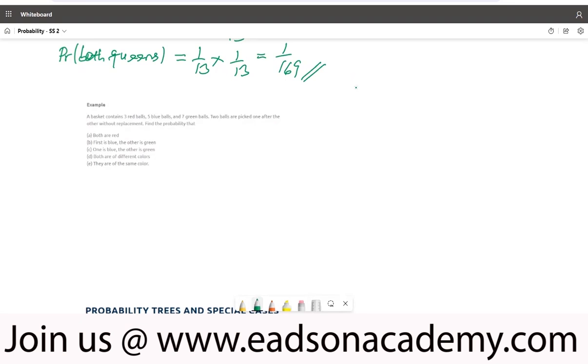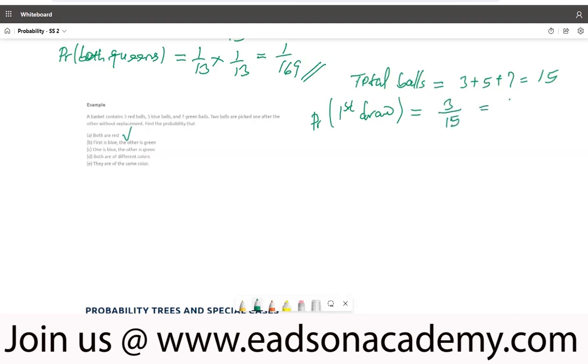Okay, first of all, let's get the total number of balls. The total number of balls in the basket will be 3 plus 5 plus 7, which is 15. Okay, the question says the probability that both are red. For the first draw, the probability that the first draw is red: how many red do we have? We have 3 red, so 3 over 15. Reducing the fraction, that is 1 over 5.